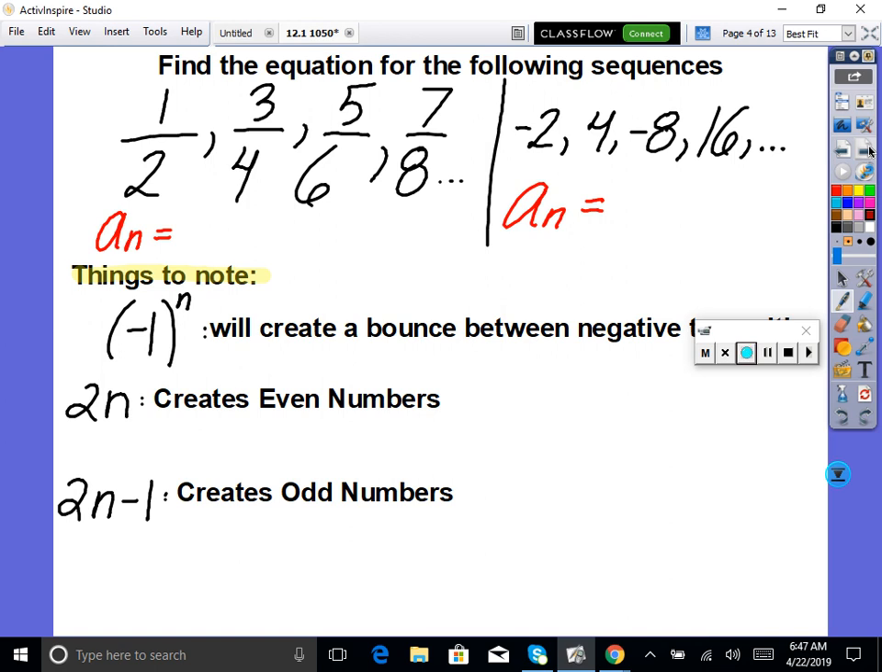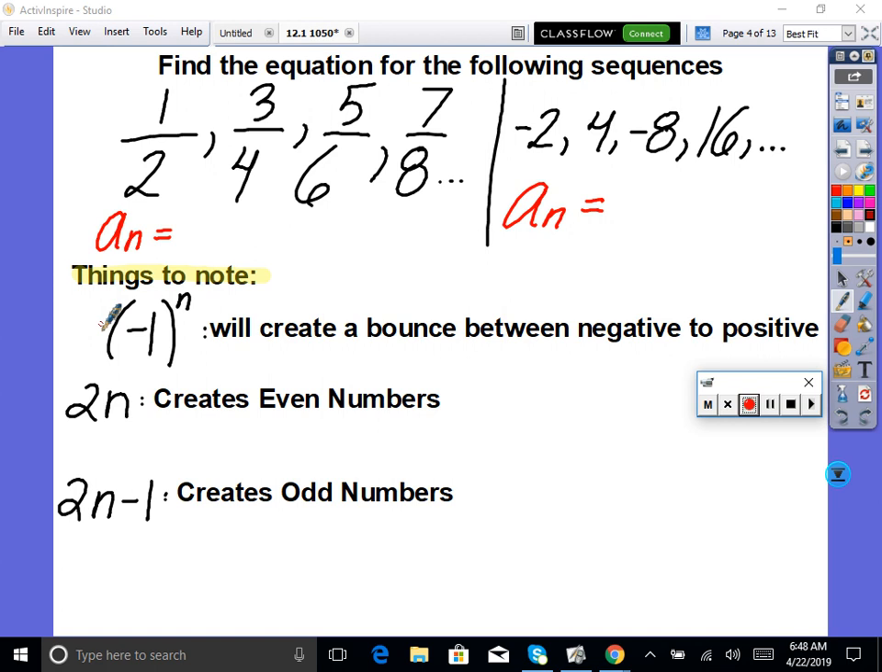And then right here, negative 1 to the nth power will create a bounce between a negative and a positive. Now that makes sense. Each term will be positive then negative, or negative then positive. Because think about it. If I plug in a 1, I'm going to get negative 1. If I plug in 2, I get positive 1. 3, negative 1. 4, positive 1. So this would create a bounce between positive and negative.